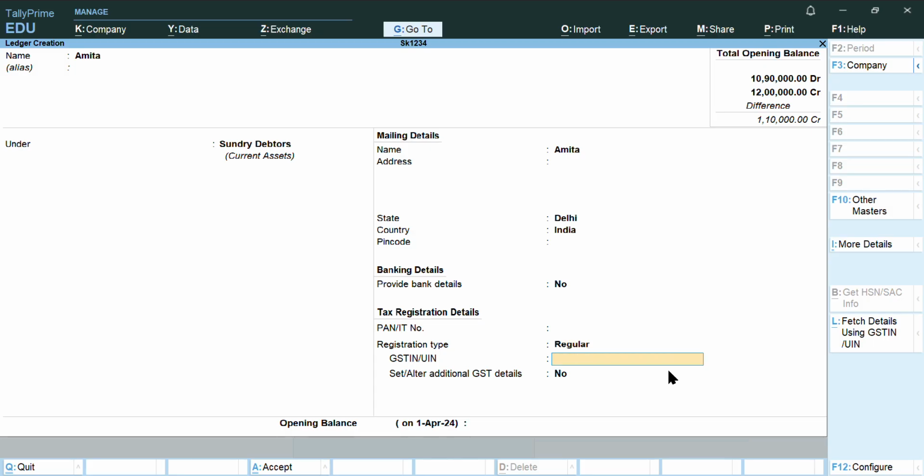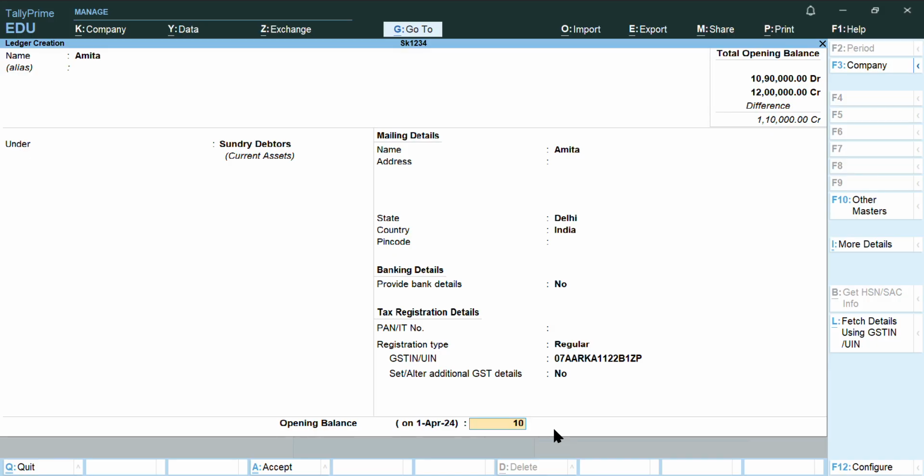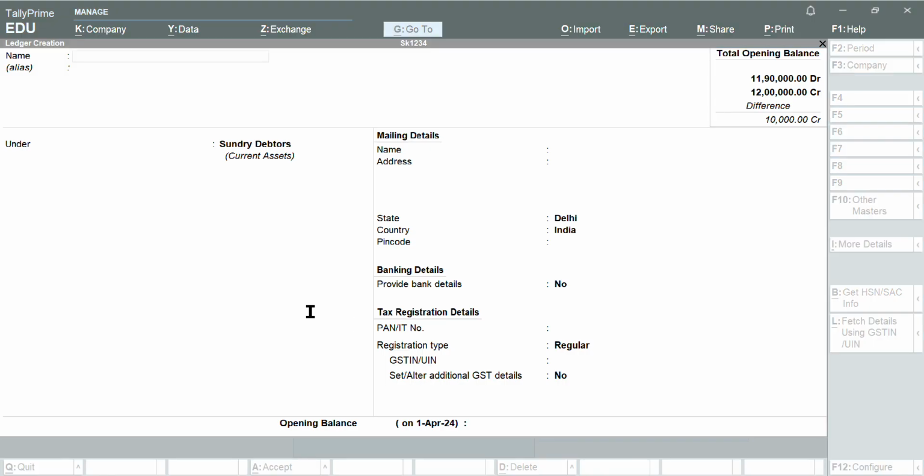Okay, then it asks us for the GST number. So this is written here. All right. Now what is the balance here? The balance is 1 lakh. All right. Now the next person is Sumita.